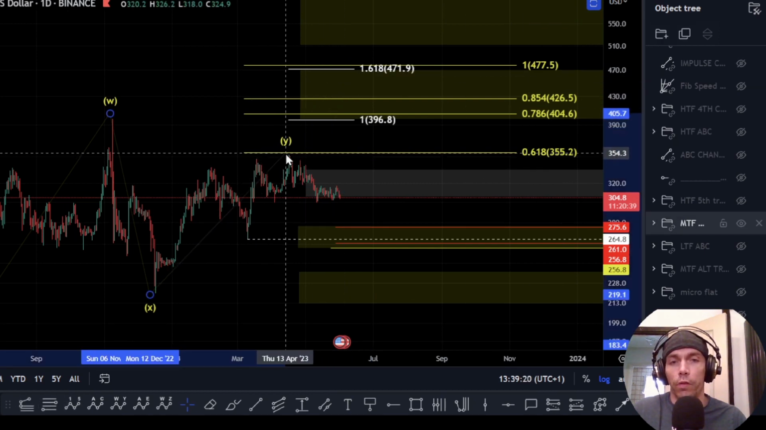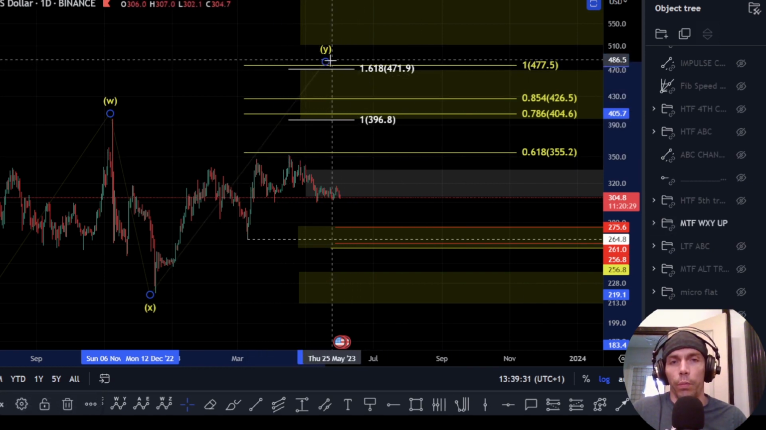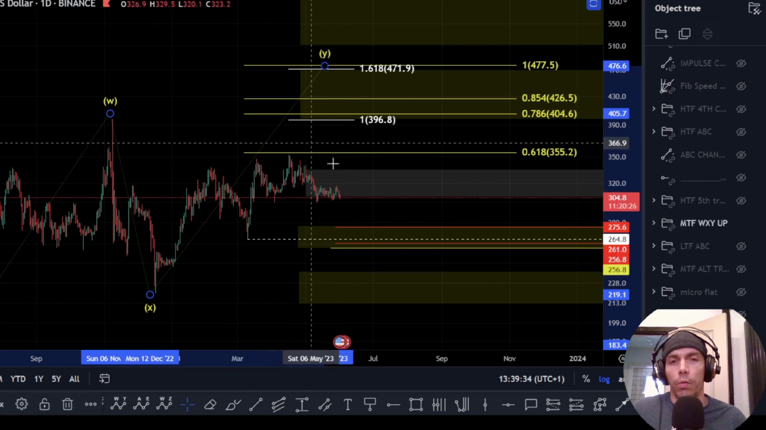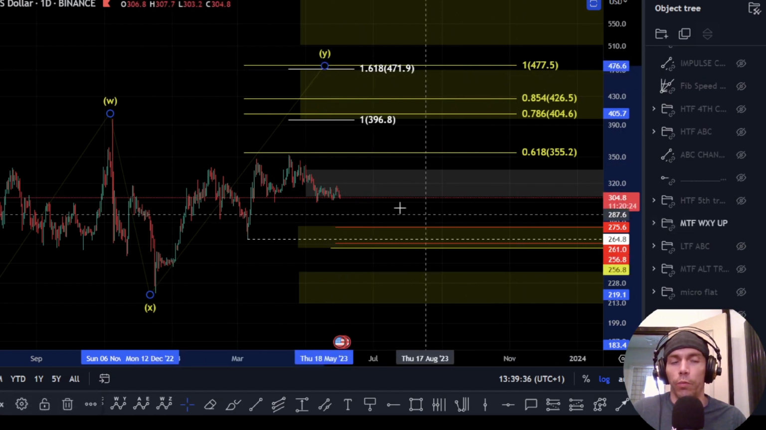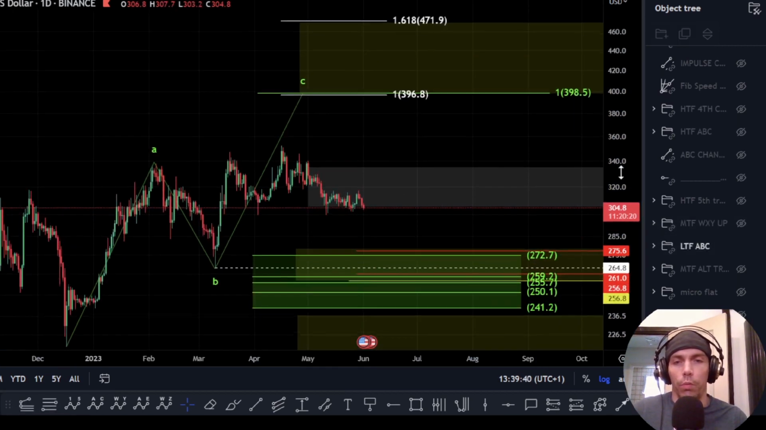So we need to be cautious if we do start to break down in a bigger way. It's possible that we could have actually completed this lower down here, and we've actually just moved up towards the 0.618. Though if we want to allow for the possibility of continuation here, we could actually see continuation up towards this 477.